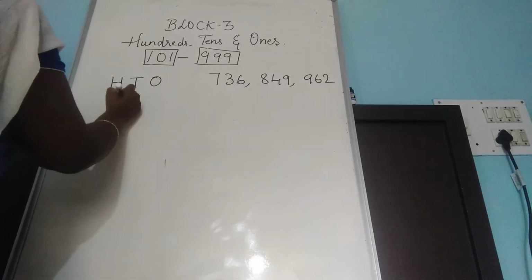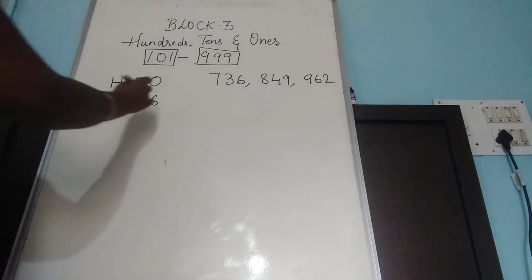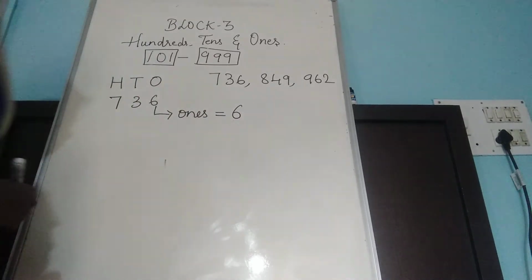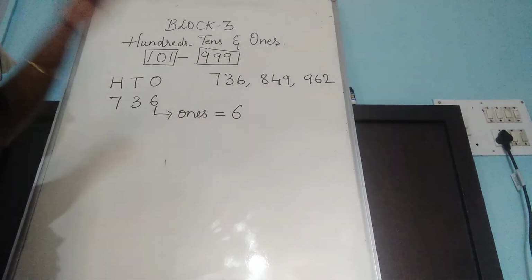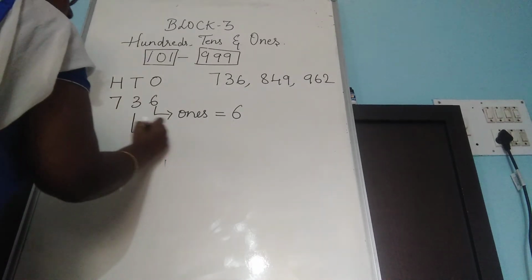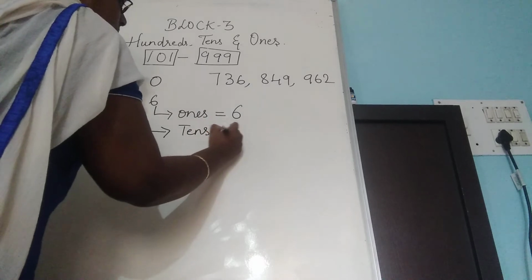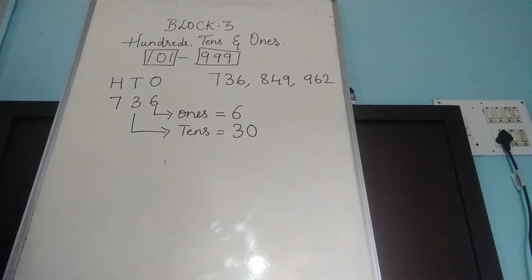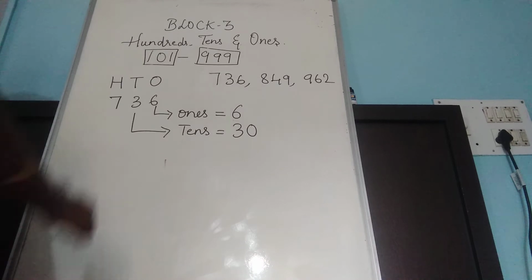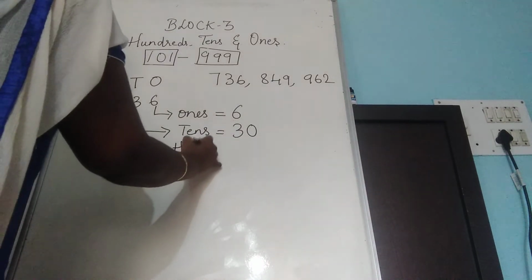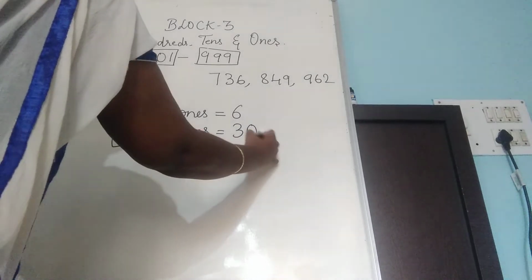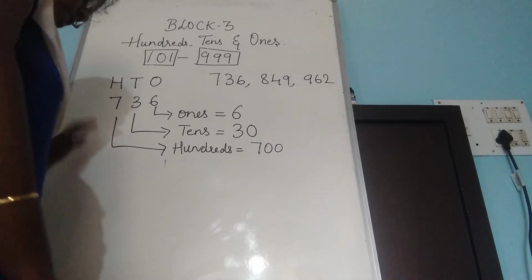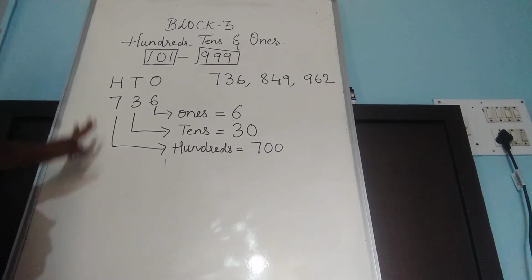So 736: 7, 3 and 6. 6 is in which place? Ones place. Since it is in ones place, it is a single digit number, it is called 6. Now 3 is in which place? 3 is in tens place. So what is the value for that? It is 30. You have learnt this in the starting lesson. 7 is in which place? 7 is in hundreds place. So what is the place value? 700. Understood? Yes.